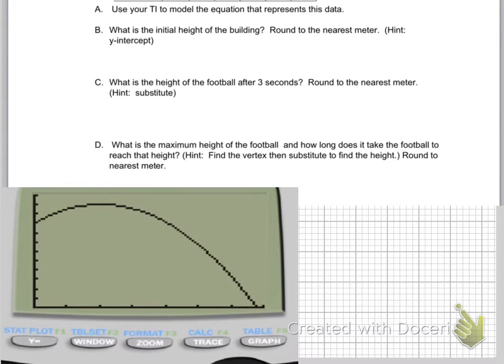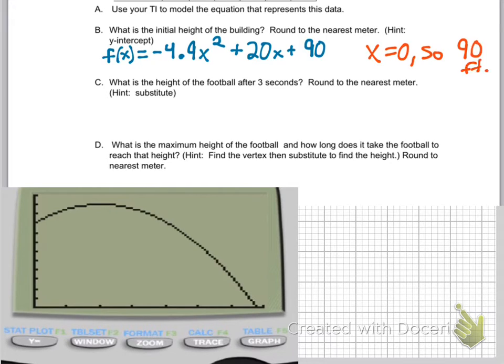Now, let's answer some of these questions. I'm going to put the screen up here on the bottom so you can see both the questions and the graph. First of all, what's the initial height of the building? Well, we could use the y-intercept, and that's where x is equal to 0. So that's 90, because if we plug in 0 here, f of 0, we would get 0, 0, and 0 plus 0 plus 90 is just going to be 90 there.